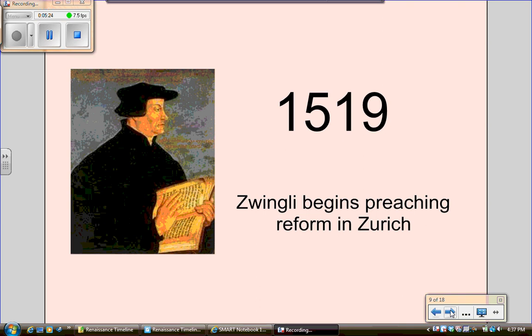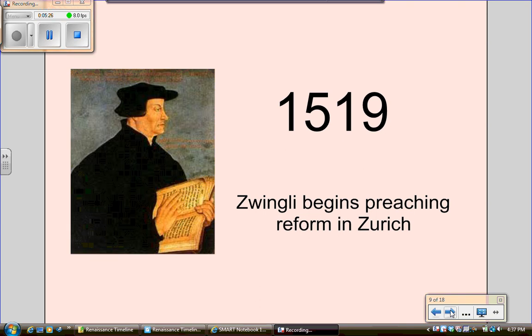In 1519, a fiery reformer in Switzerland named Zwingli begins preaching reform in Zurich. And so this idea of reformation, or changing the Catholic Church, begins spreading all over Europe.